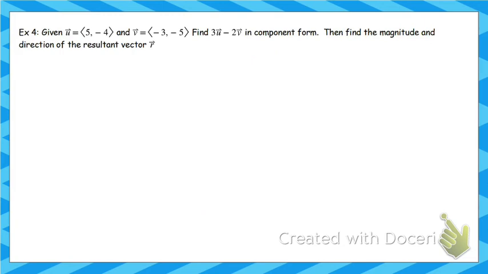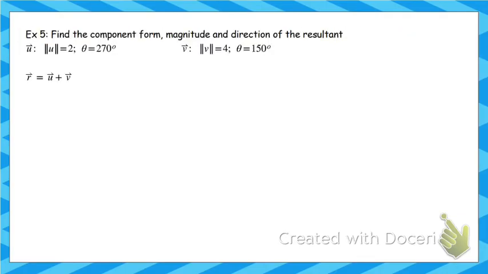All right, so let's try one more. This is going to combine kind of everything we've done so far. What we're going to do is take magnitude and direction, find component form, then add them together, and then find magnitude and direction. So this just basically reviews everything that we have done so far.